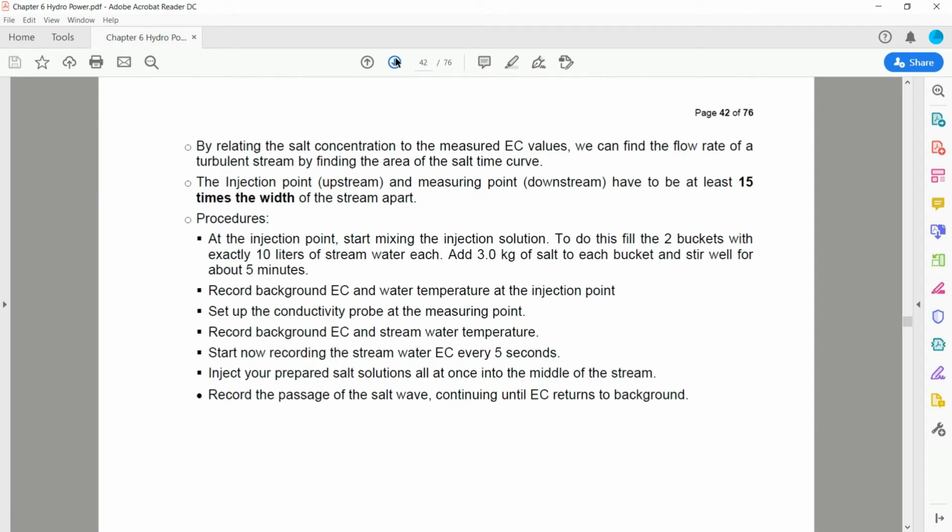Okay, start now recording the stream water EC every 5 seconds. And then inject your prepared salt solution all at once into the middle of the stream. Record the passage of the salt wave, continuing until EC returns to background.